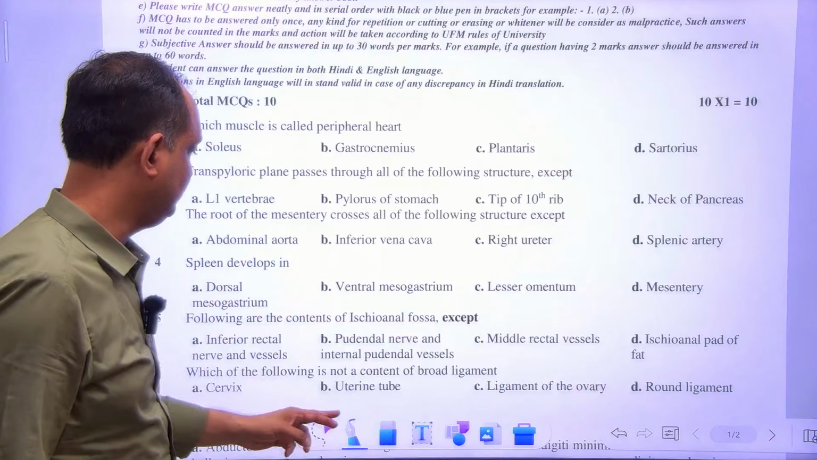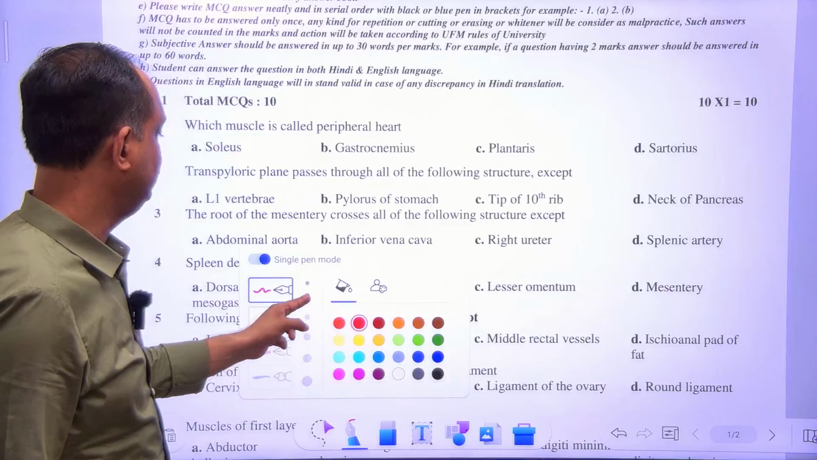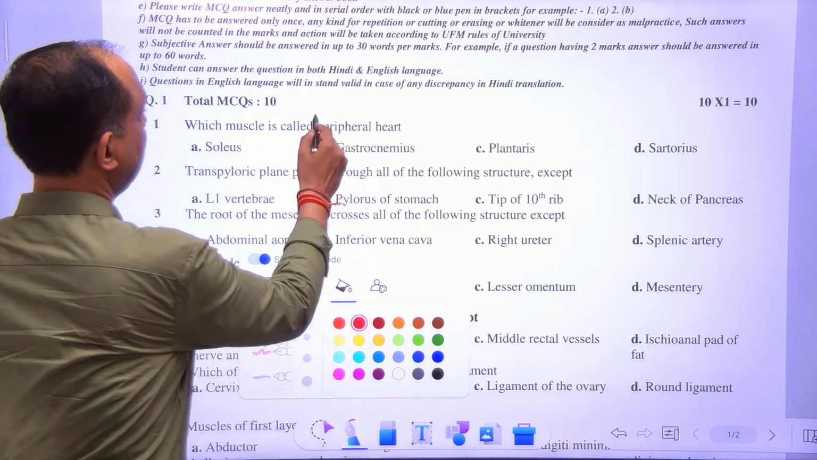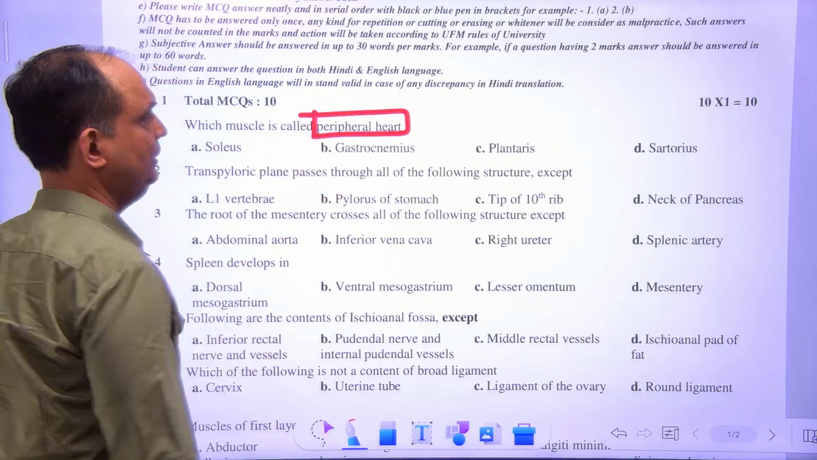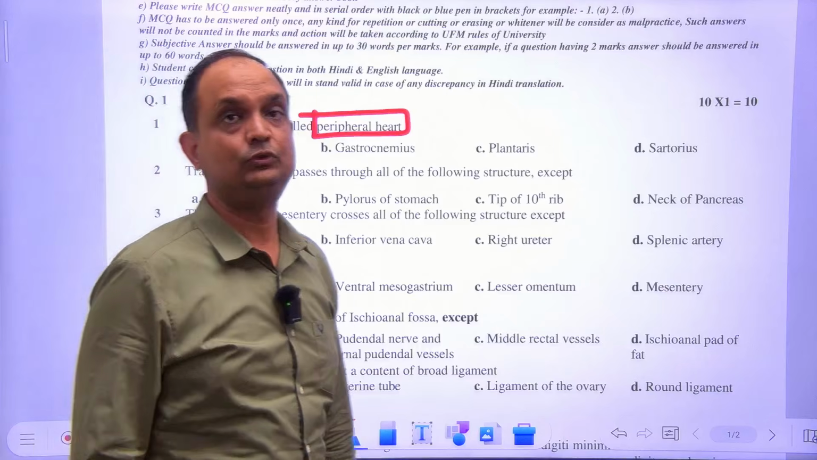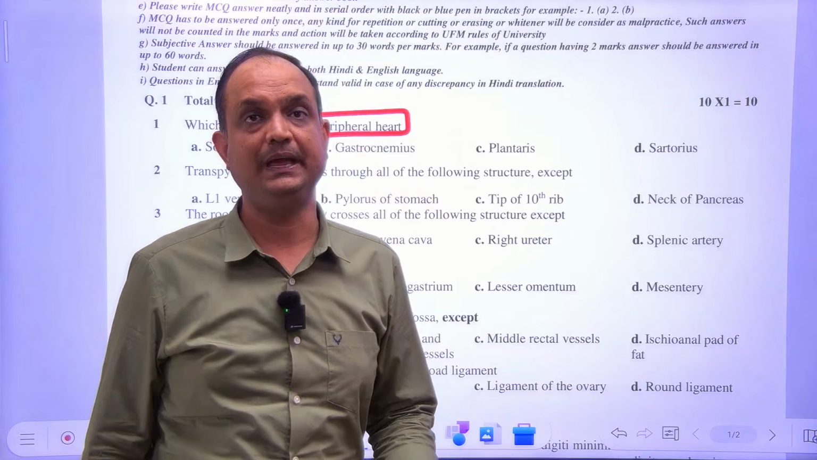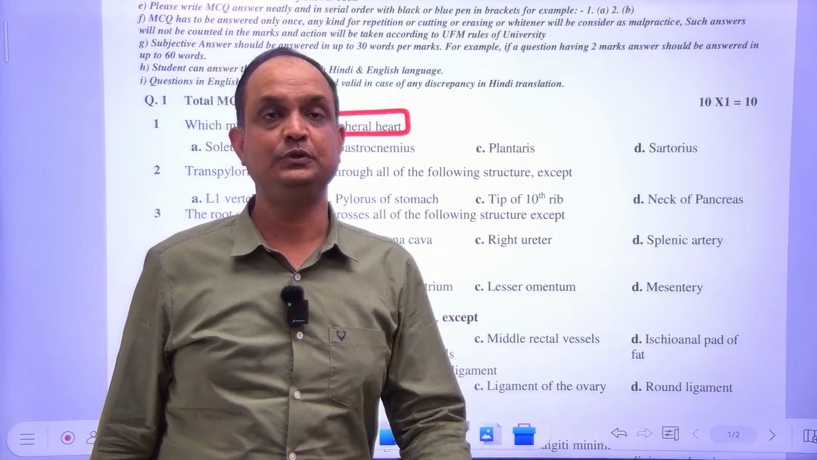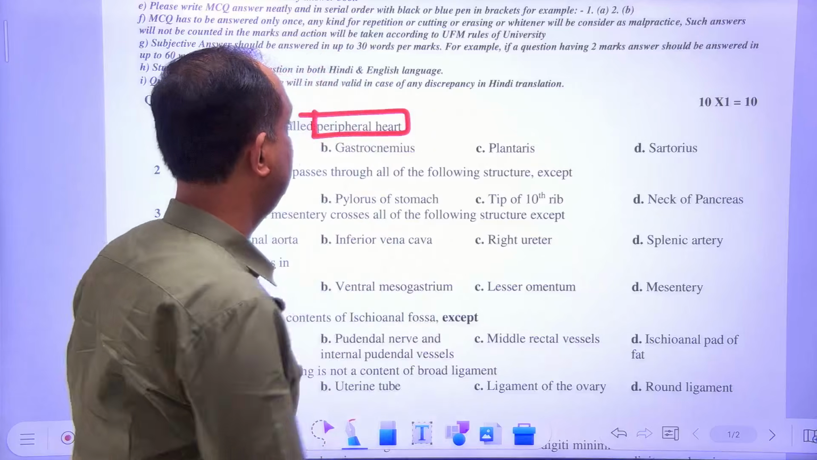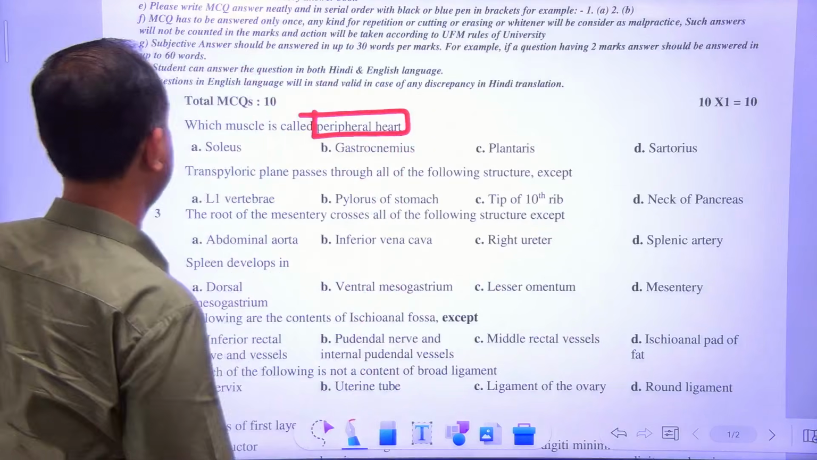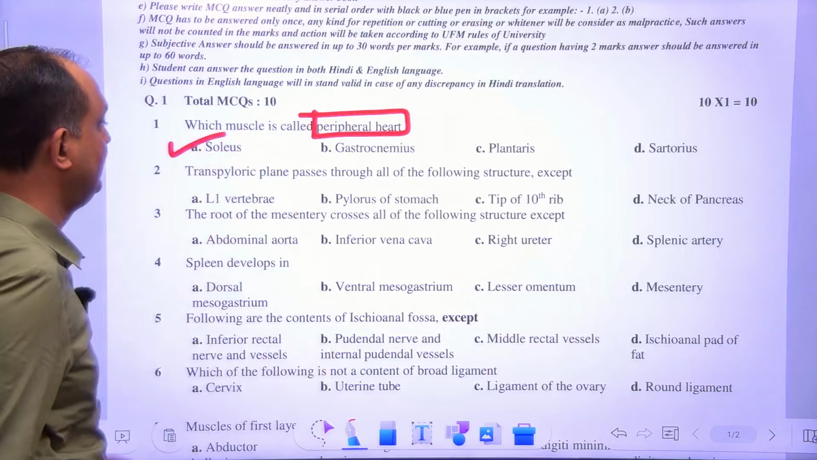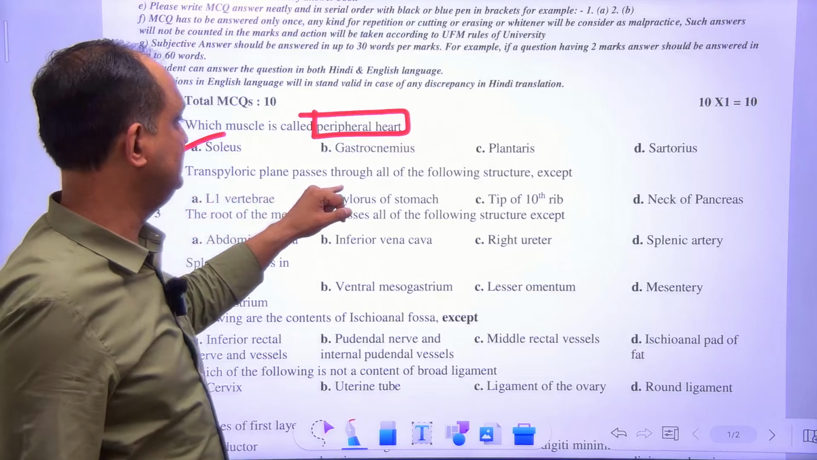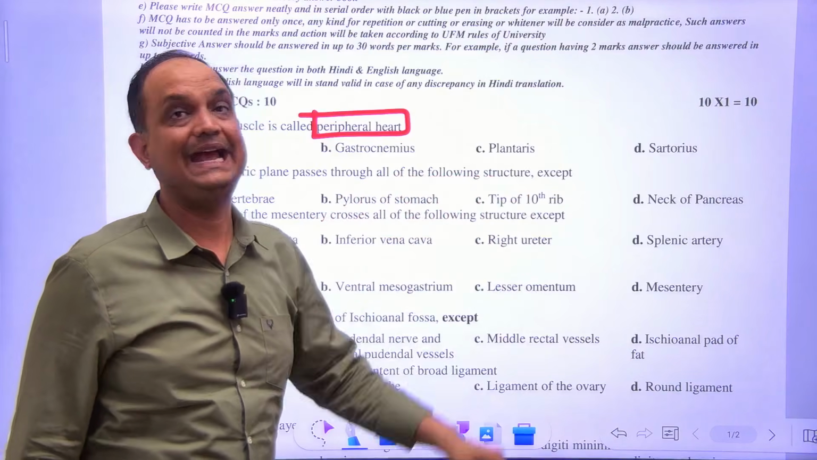Now here what is the question 1? The question 1 is that which muscle is called as peripheral heart. Now dear students, you all know that the soleus is having a venous pump action and its contraction pushes the blood towards the heart. That's why it is known as peripheral heart. So where is the soleus? Answer A is there. Transpyloric plane passes through all of the following structure except.